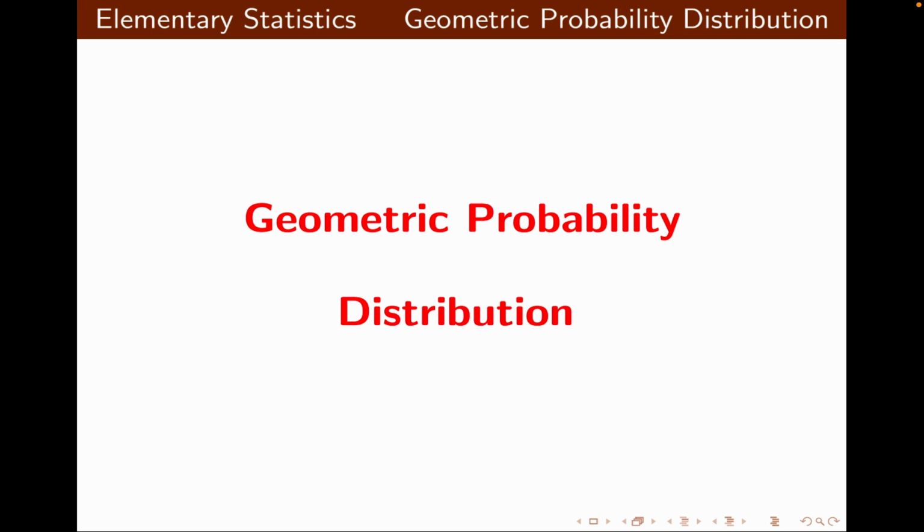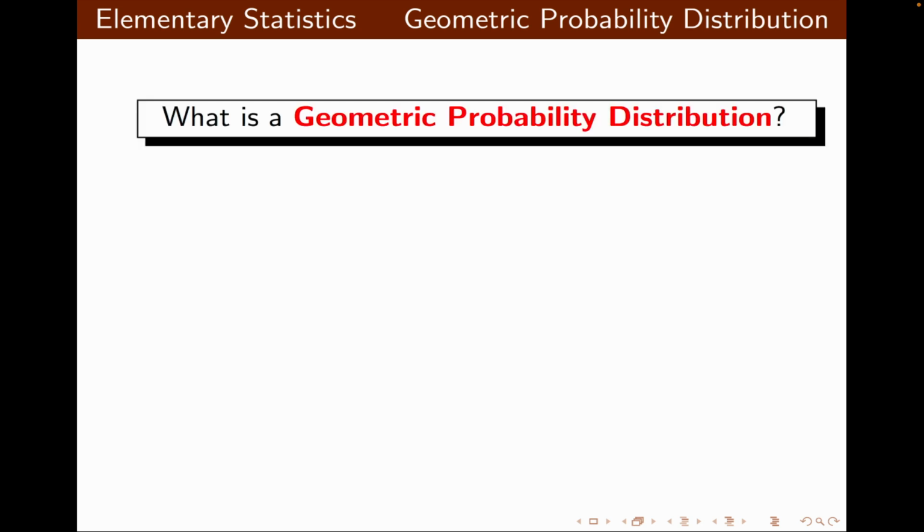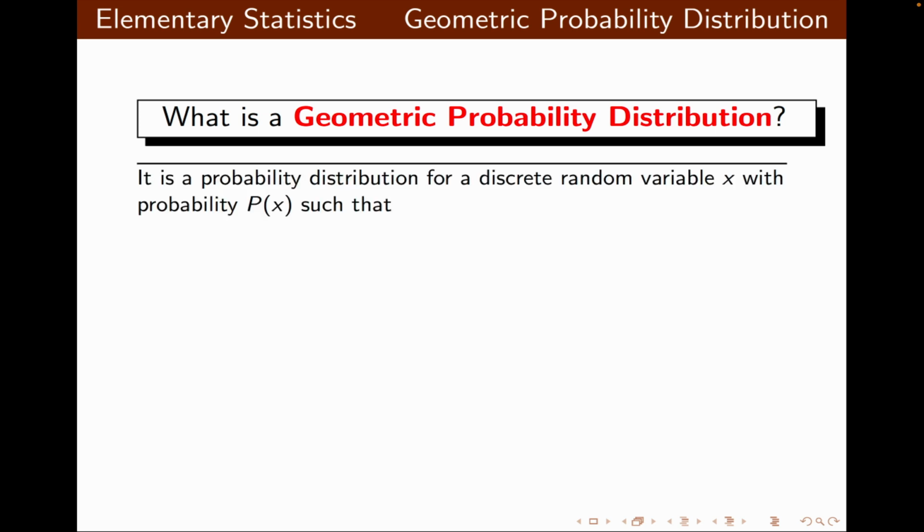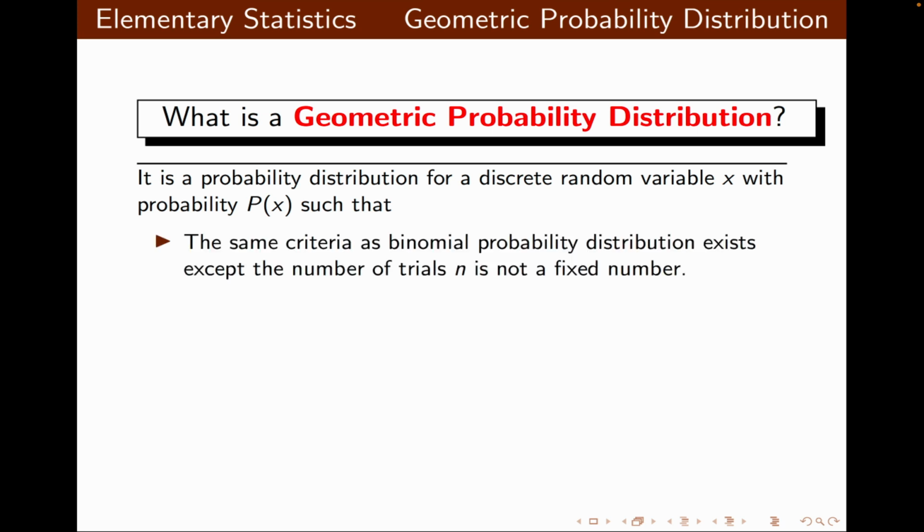In this video, I'm going to talk about geometric probability distribution. First, let's take a look at what is a geometric probability distribution. It's a probability distribution for a discrete random variable x with probability p of x such that all criteria for binomial probability distribution exist except the number of trials n is not a fixed number.